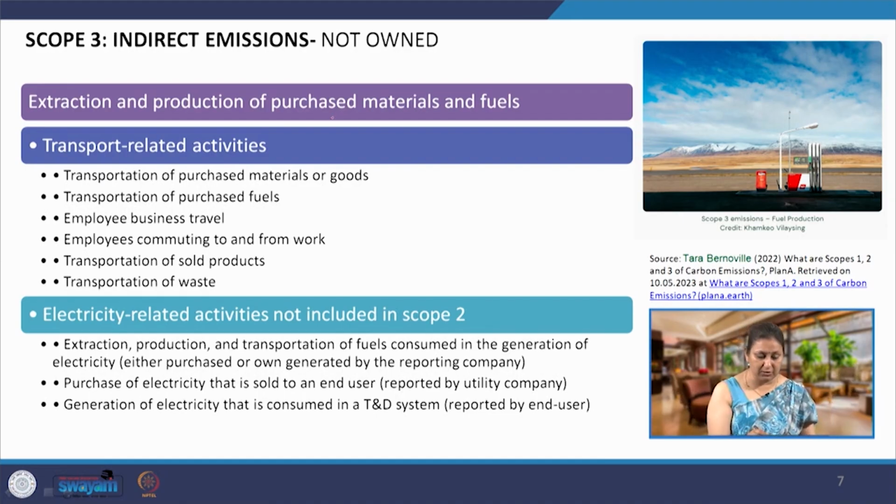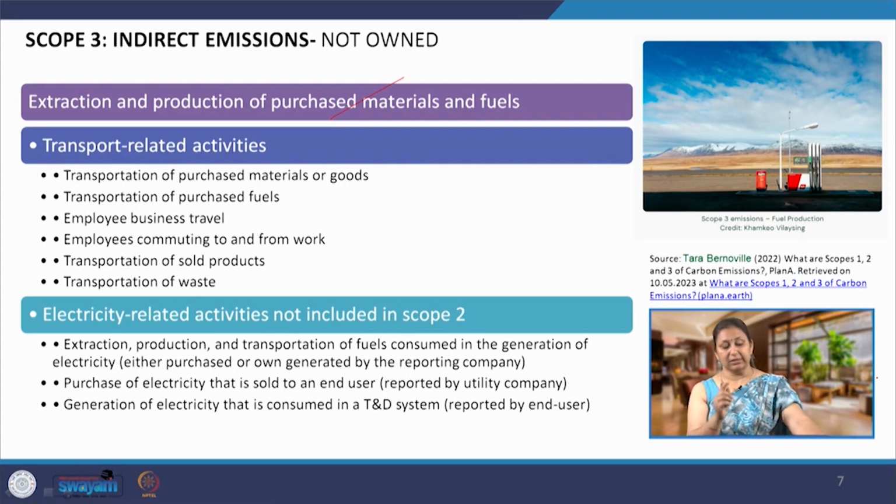So, we are talking about the extraction and production of purchased materials and fuels. Then we are talking about transport related activities. It could be transportation of goods and materials, and it could also be transportation of purchased fuels. Fuel itself has to be transported. There could also be travel by employees, for business purposes and for commuting to and from work.